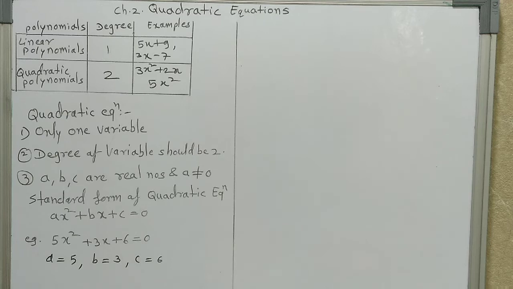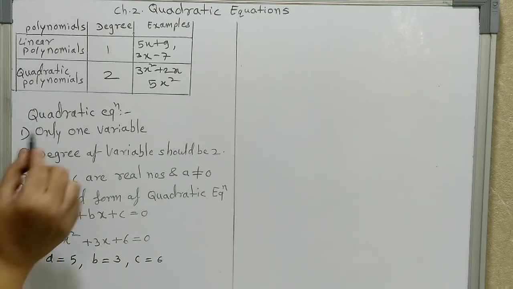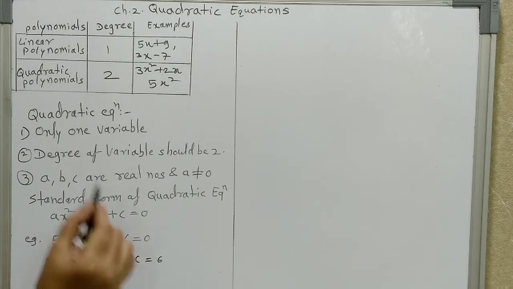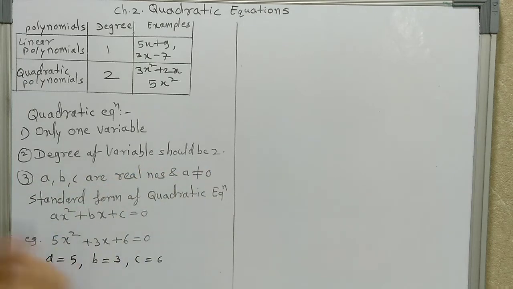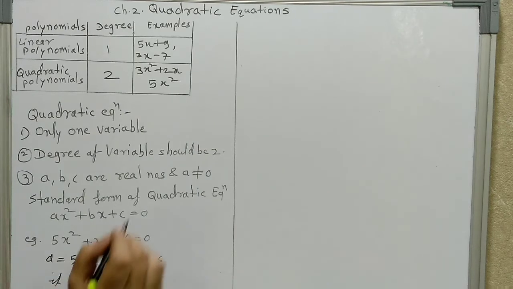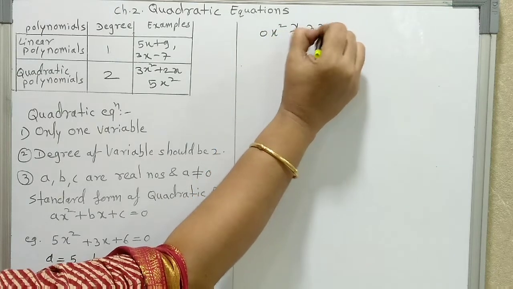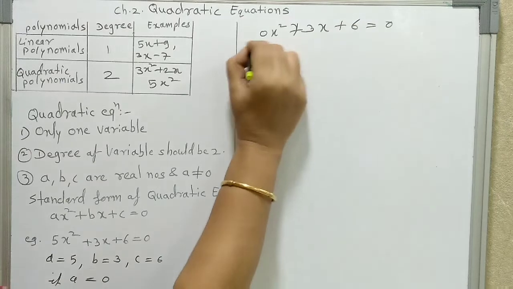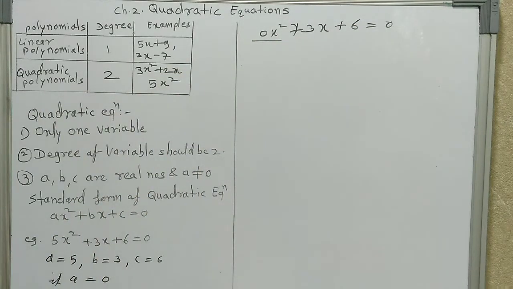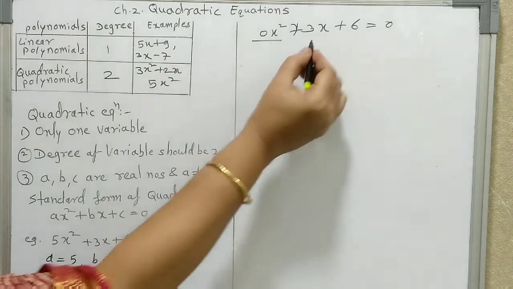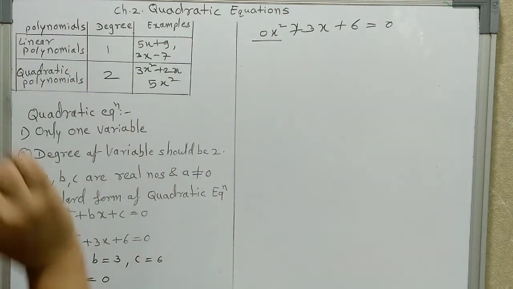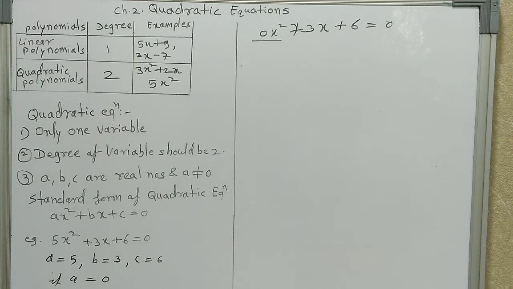Now is this a quadratic equation? Yes. Why is this quadratic? Because see our condition: there is only one variable, the degree of the variable should be 2, a, b, c are real numbers and a is not equal to 0. So this is a quadratic equation. If we take a equal to 0, then we put here 0x square plus 3x plus 6 equal to 0. This value becomes 0. So is this a quadratic equation? No, this is not a quadratic equation. Here the variable is one but the maximum degree is not 2. So this is not a quadratic equation.